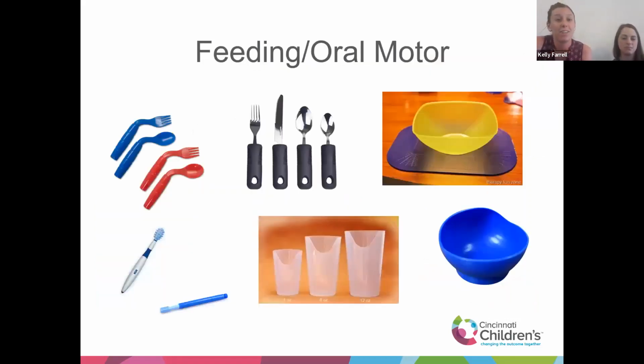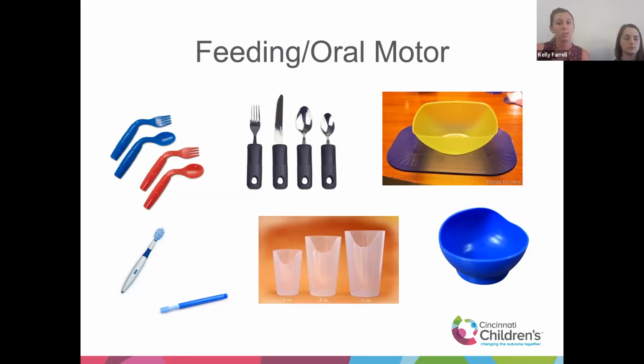So then moving into feeding and oral motor skills. There are so many things that we can do to help our kiddos and individuals be successful while eating or starting to learn how to chew. The first one on the left, the angled spoons, is really good for limited range of motion. Sometimes our CP kiddos might use it. It's going to be closer to their mouth.